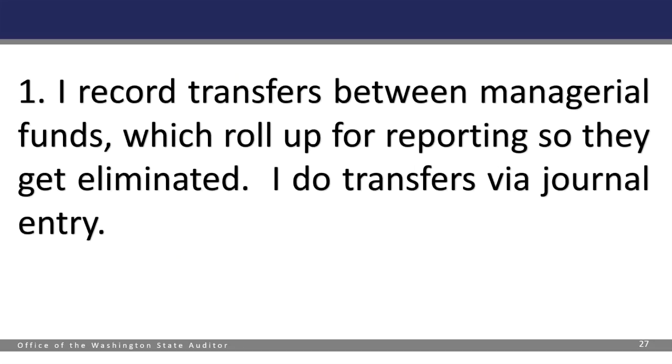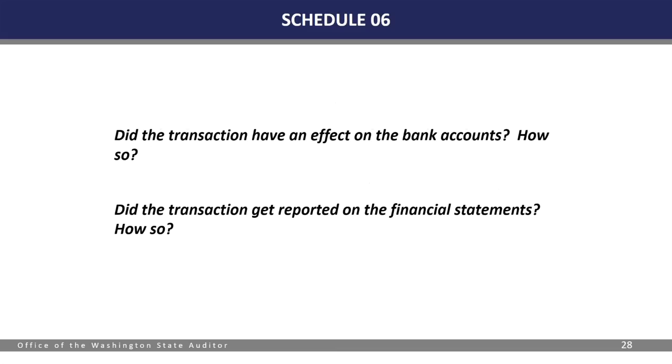Number 1, I record transfers between managerial funds, which roll up for reporting purposes, so they get eliminated. I do all transfers via journal entry. So the answer to the first question here, did the transaction have an effect on the bank accounts, is no. That means that the transfers will not hit anywhere in the first 7 columns, which were from your bank statements.